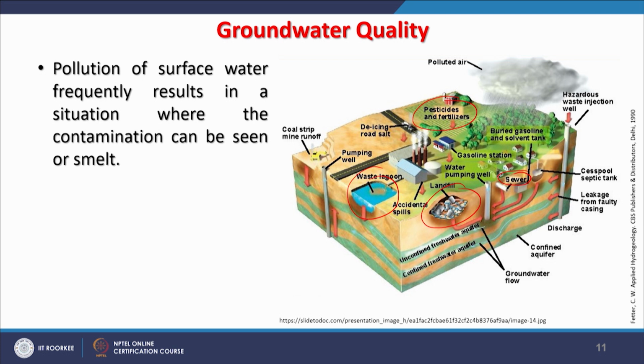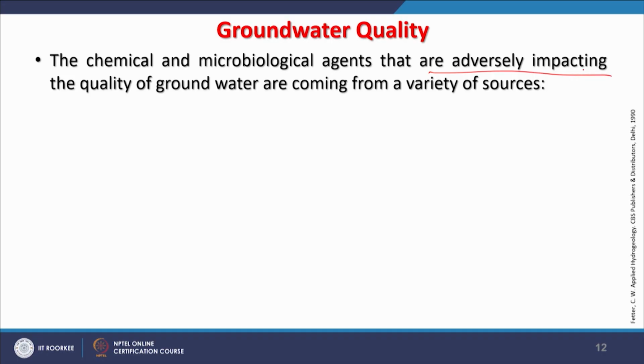The pollution of surface water frequently results in a situation where the contamination can be seen or smelt, and that is a major concern. However, contamination of groundwater most often results in a situation that cannot be detected by human senses, and so this is a problem. Chemical and microbiological agents are adversely impacting the quality of groundwater, coming from a variety of sources. Microbiological things are also there, and a lot of research is being done on this. Can these organisms even be used to reduce the pollution in the groundwater? That kind of research is also going on.